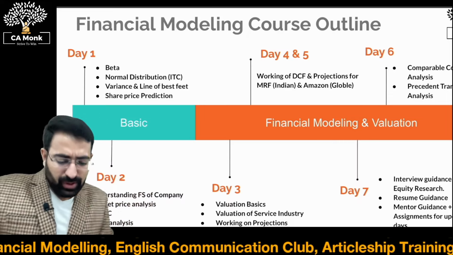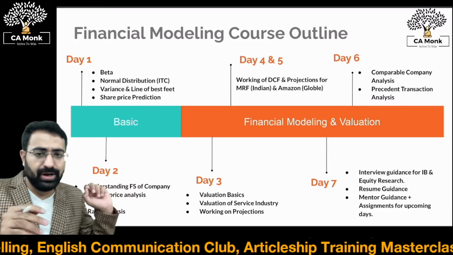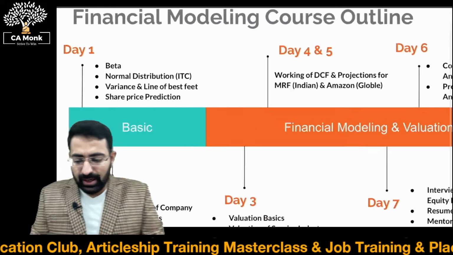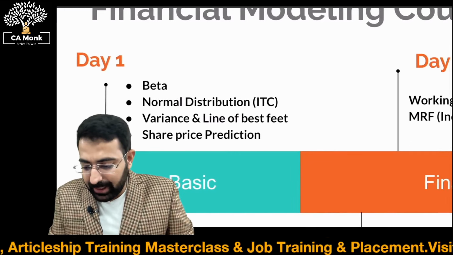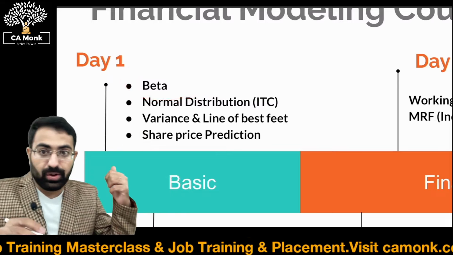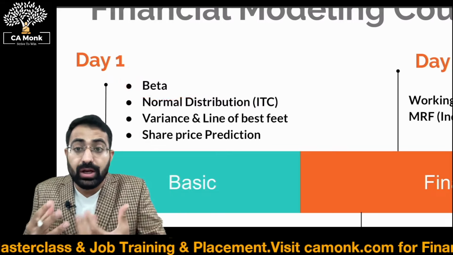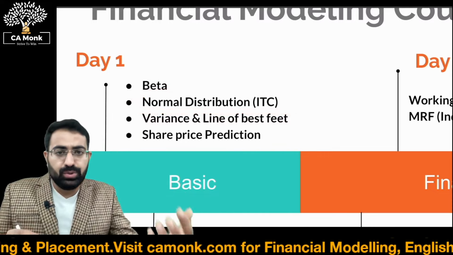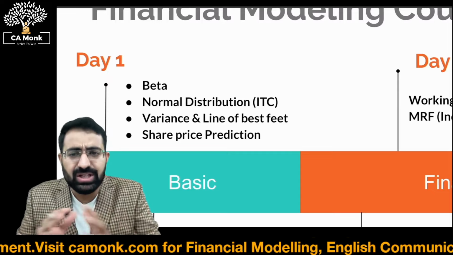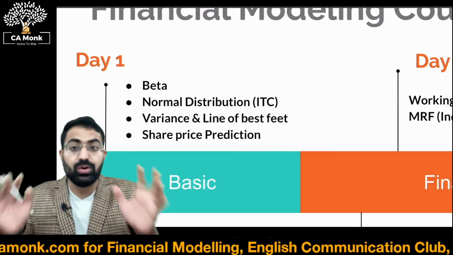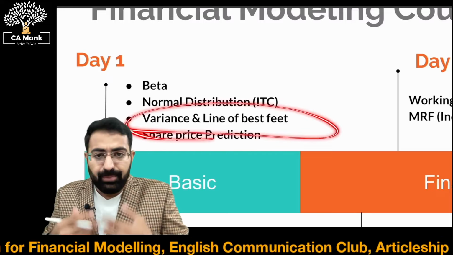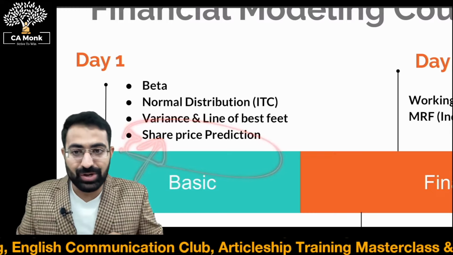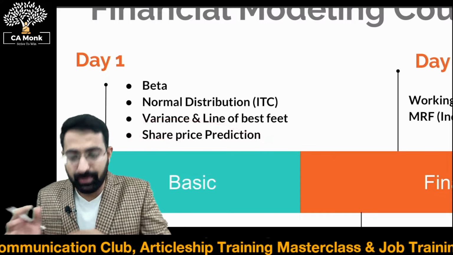Now, once you have registered for this course, it is going to be divided into 7 different days or 7 different parts. On the first day, we will talk about how to calculate a beta, because beta calculation is one of the most important parameters whenever we are doing a valuation or understanding any company. We'll also understand how a normal distribution is formed, the basics of financial modeling, and some of the golden rules of financial modeling followed globally. We'll also make a line of best fit, do variance analysis, and one thing you would love, share price prediction: how the share price is predicted based on the historic method.